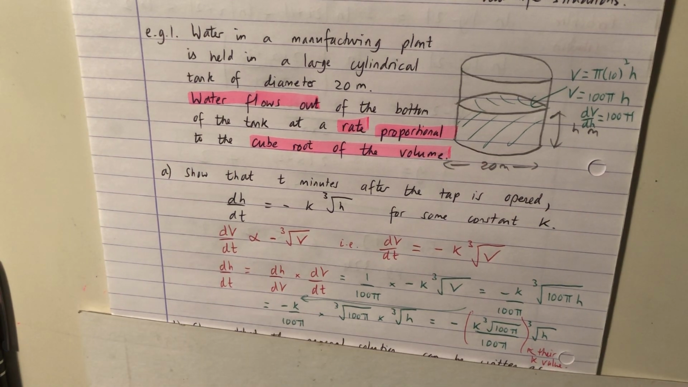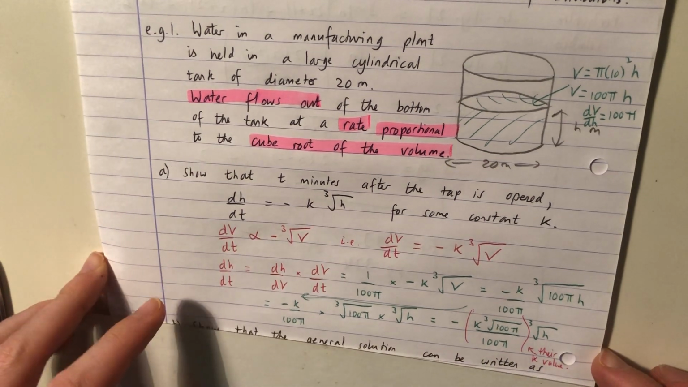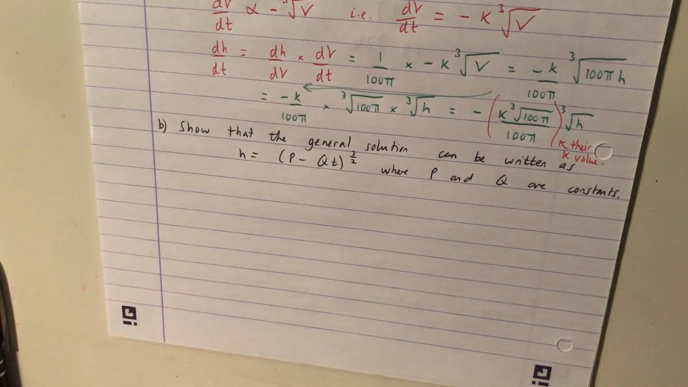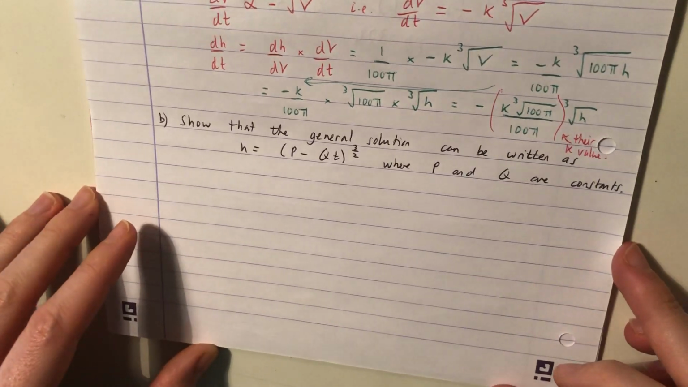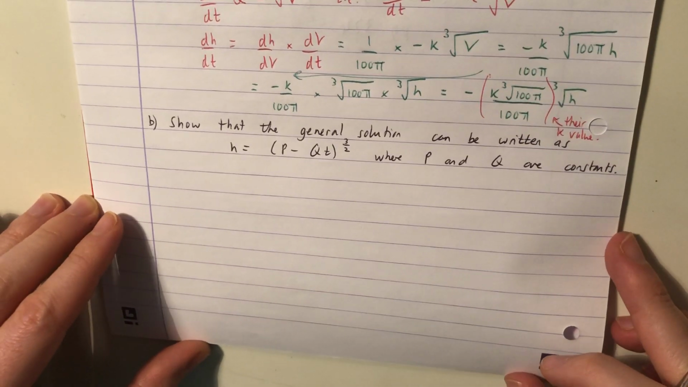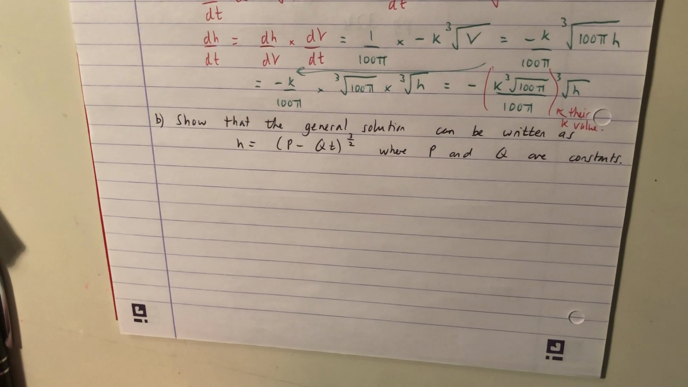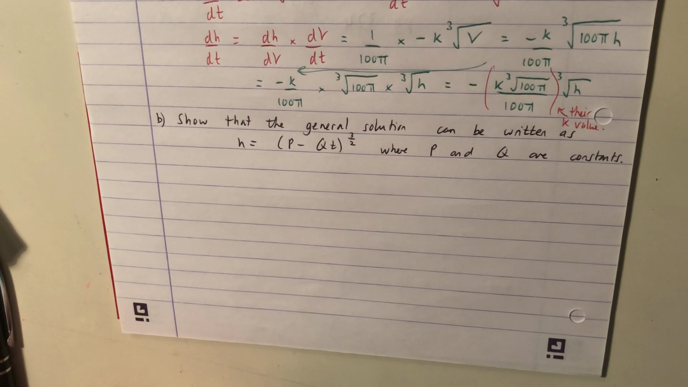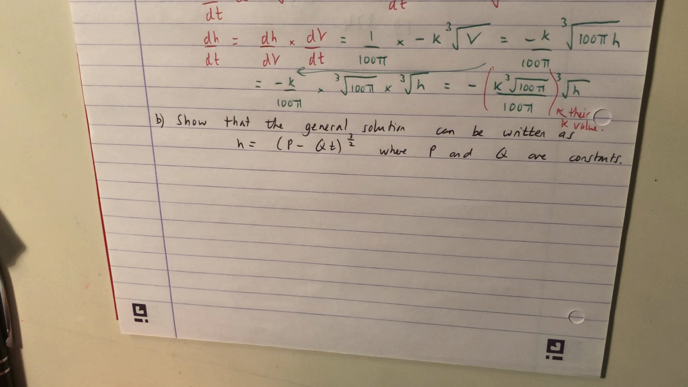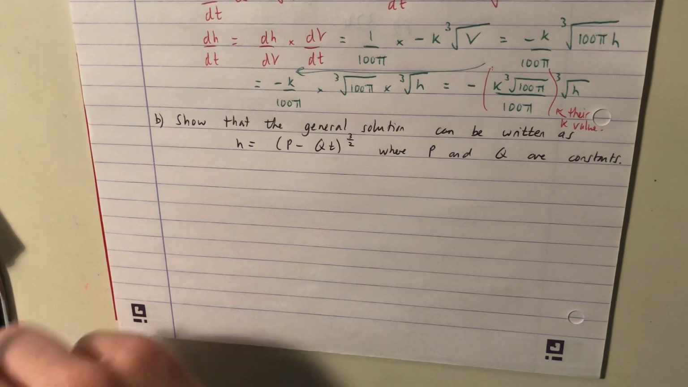Okay? Right, let's go on to the actual stuff now, which is part B. Show that the general solution can be written as the following. H equals brackets p minus qt to the power of 3 over 2, where p and q are constants that we're going to probably find.